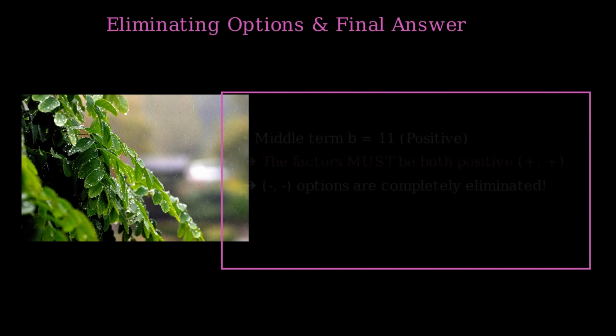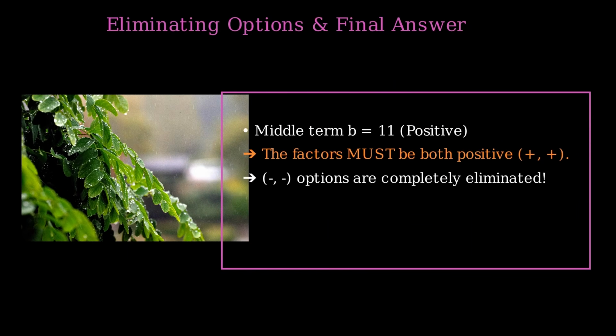Now look at the middle coefficient, b equals 11, which is also positive. Because the sum must be positive, the factors cannot be negative. They must be positive. This eliminates the negative options instantly, narrowing our choice to +1 and +5. Therefore, we immediately get the correct combination, (2x + 1)(x + 5).